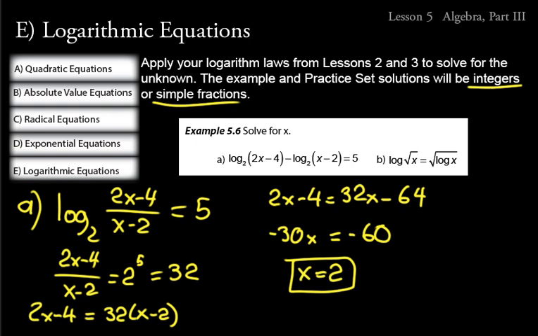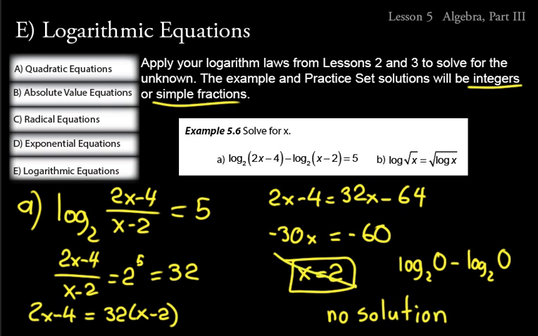We could substitute back in just to make sure all of that works. So we'd have log base 2 of 2 times 2 is 4 minus 4. Log base 2 of 0 minus log base 2 of 2 minus 2 is again 0. Log 0 minus log 0. That does not equal 5. Log 0 is undefined, so we would just say no solution, or we could write the empty set symbol. Either one there. So we don't say x equals 2. We say that there's no solution.